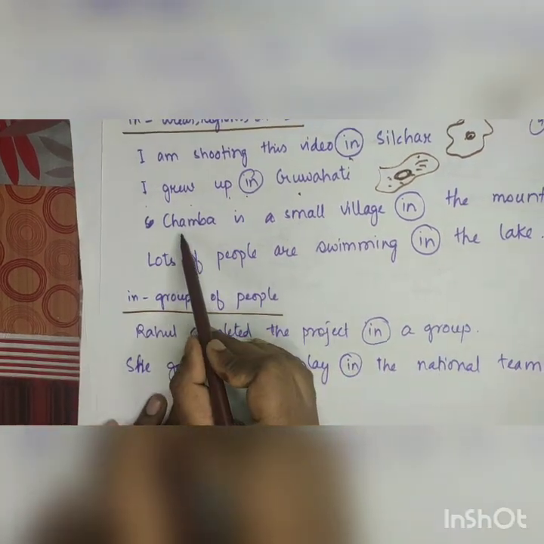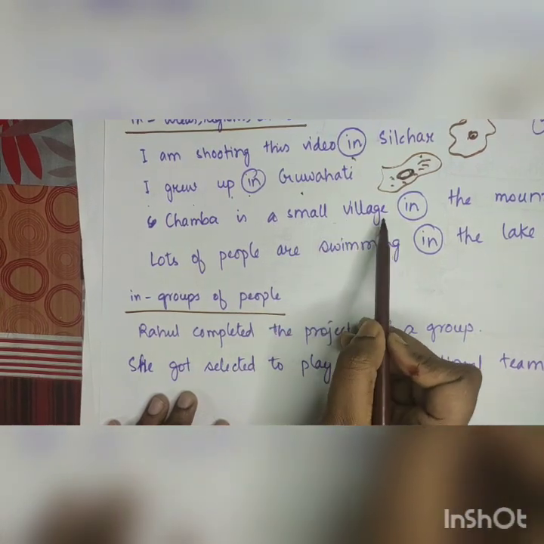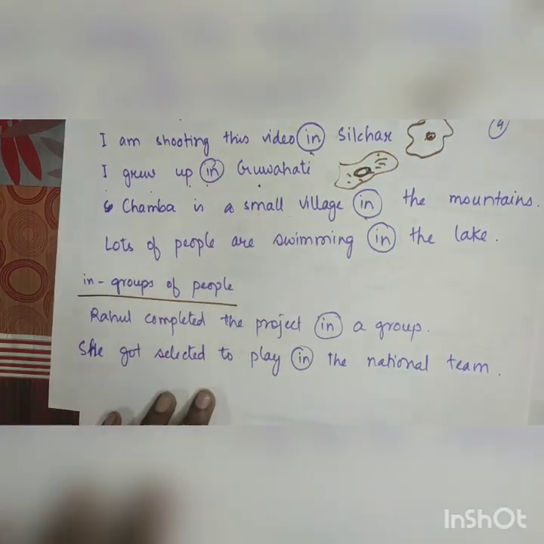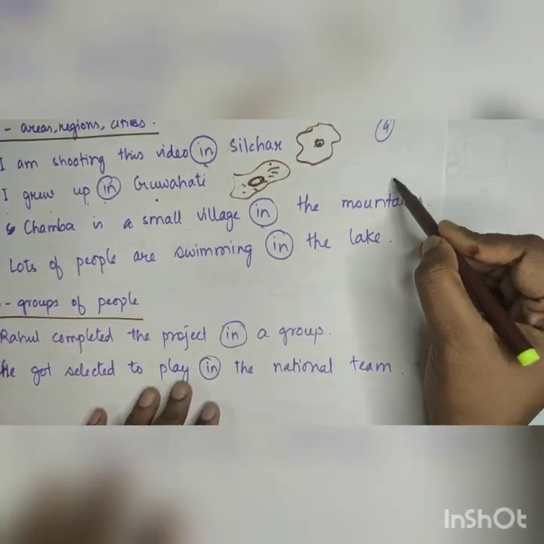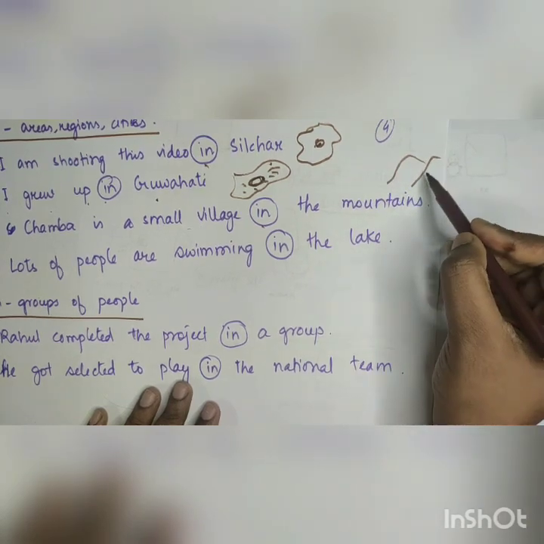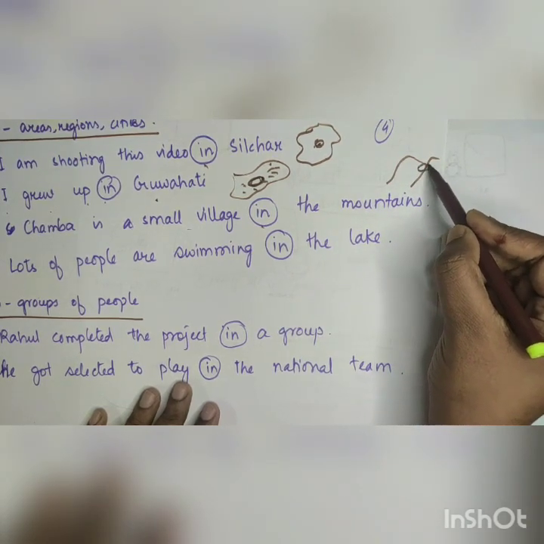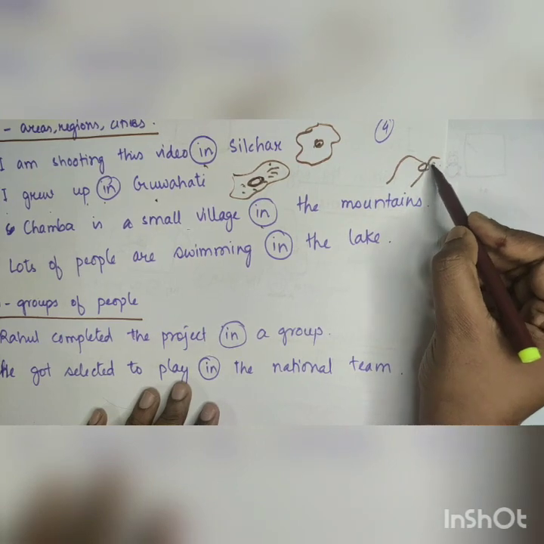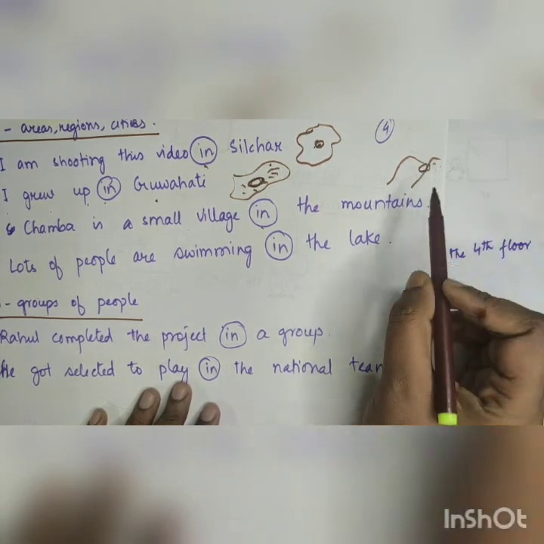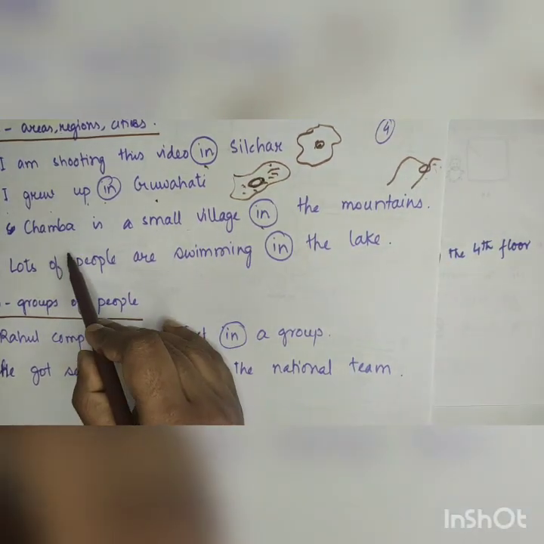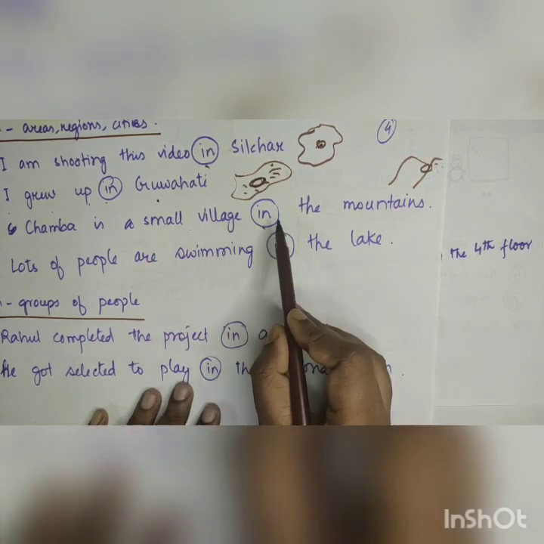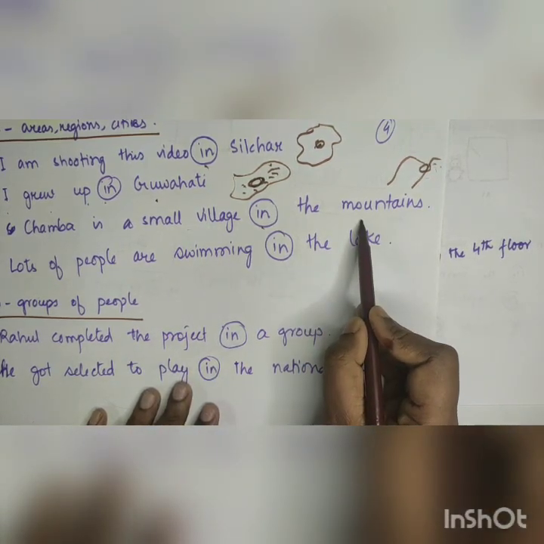Now, Chamba is a small village in the mountains. Why in the mountains? See, mountains are like this. Let's suppose here is a small village within the two mountains or within the laps of this mountain. Okay. So I can say that Chamba is a small village in the mountains.